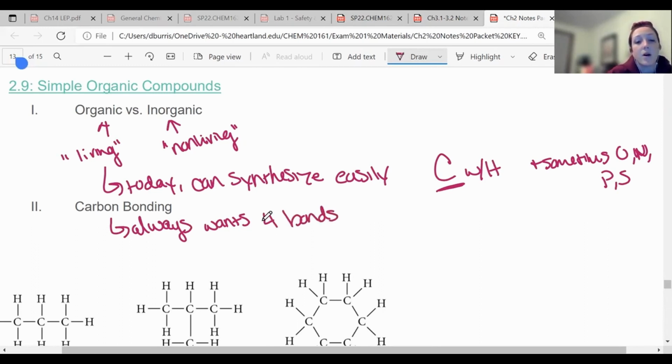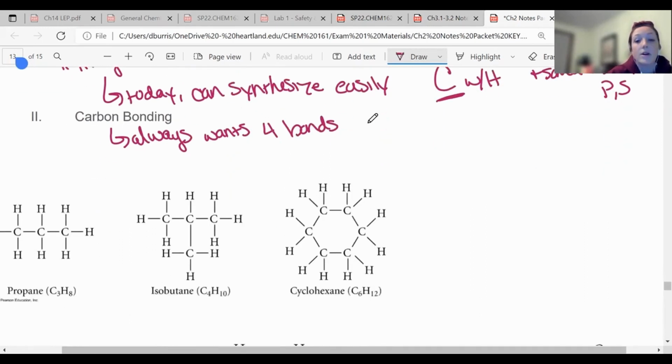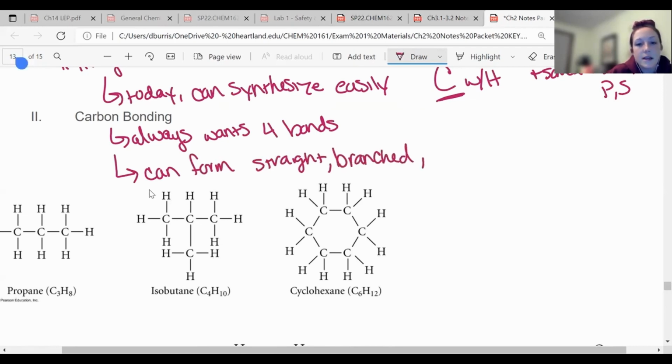It makes a whole lot of different molecules. It can be 4 single bonds, or 2 double bonds, or a triple bond and a single bond, but it's always going to want to have 4 bonds. So you can have double and triple bonds. We'll talk about how to draw those later. They also can form straight chains. This is a straight chain. They can form branches, say carbon to a carbon with hydrogens on here, or ring structures. And these are all considered organic. So they can form straight, branched, and ring structures.